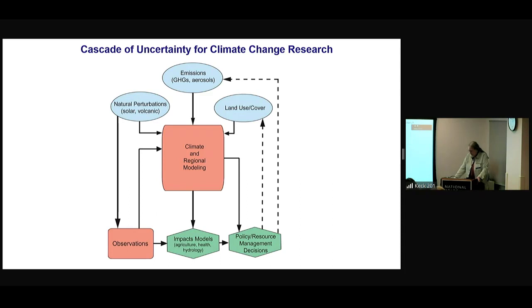So here's what I would call the typical cascade of uncertainty. This is the standard traditional one where you start with emissions, you put the emissions through the climate and regional modeling. You use that to come up with impacts, using impacts models. And then you finally get down to decisions in the lower left-hand corner, my left-hand.